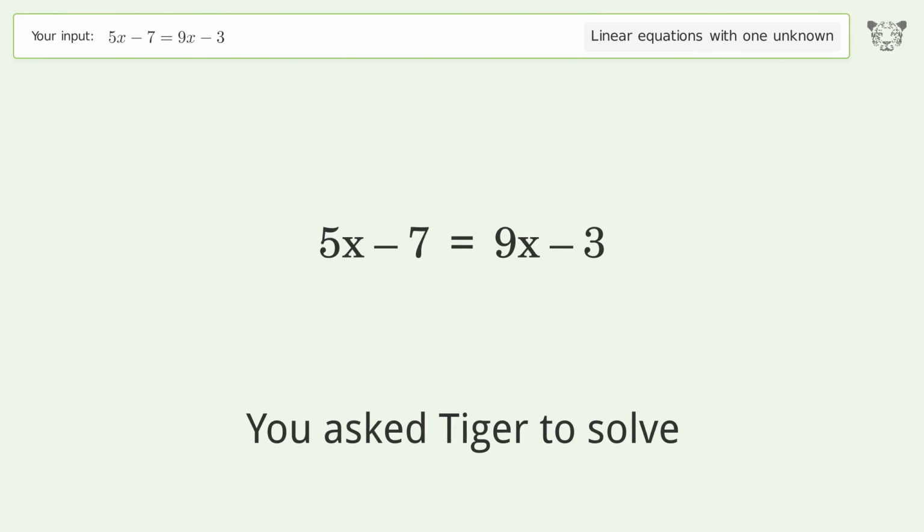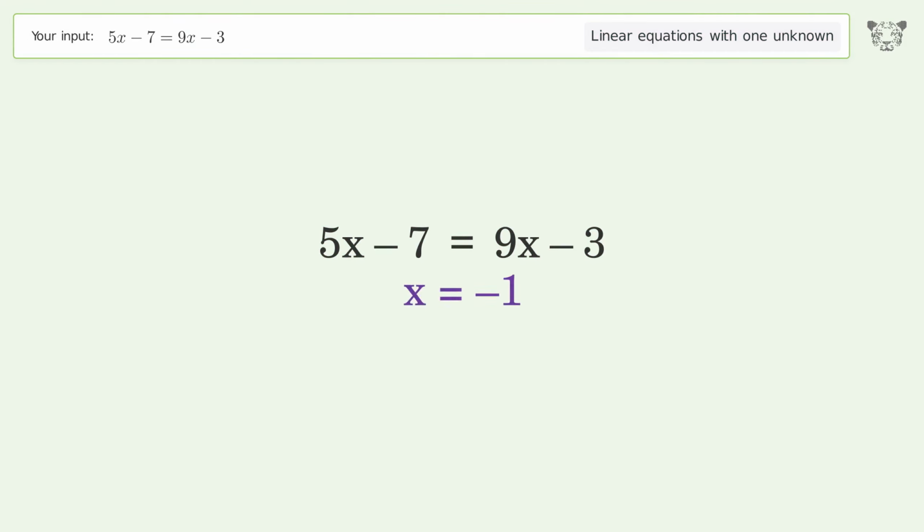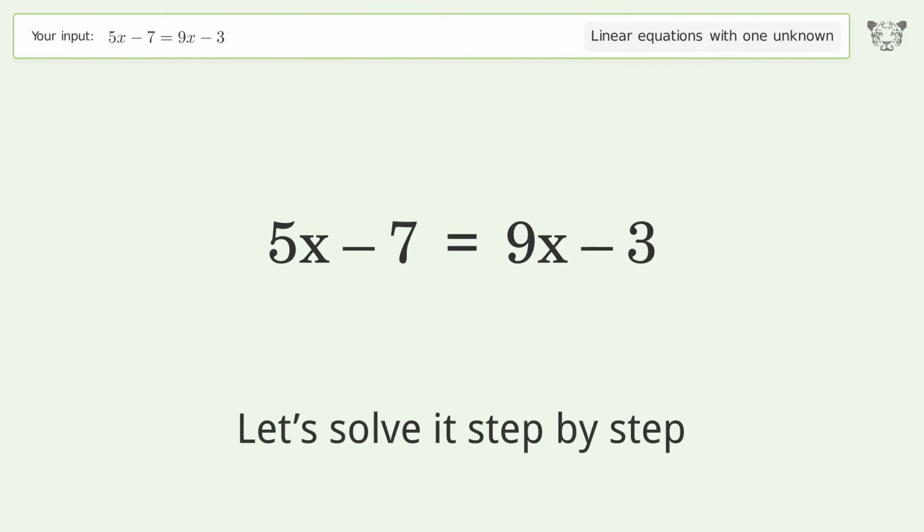You ask Tiger to solve this. It deals with linear equations with one unknown. The final result is x equals -1. Let's solve it step by step.